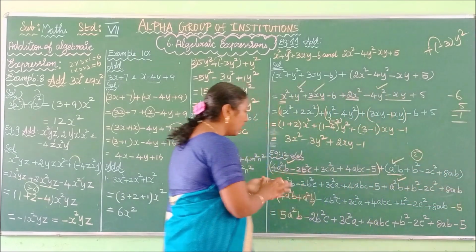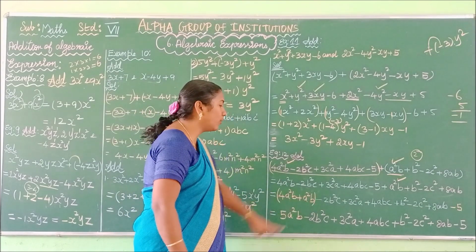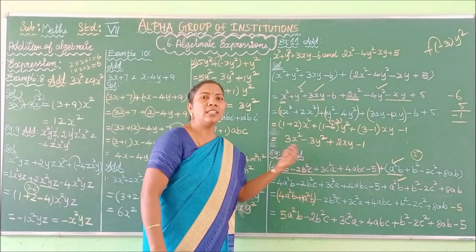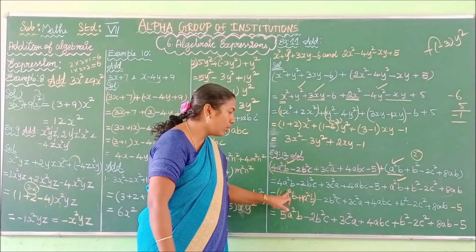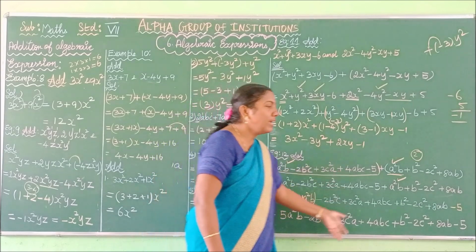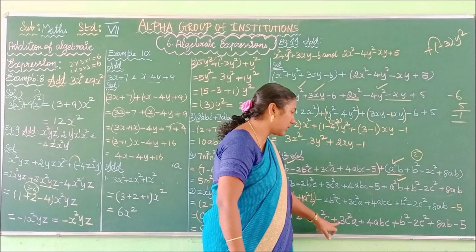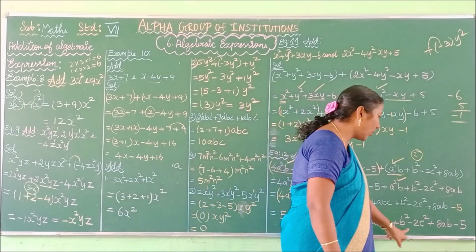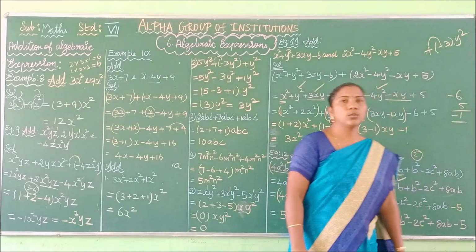Okay. Do you understand? Now we are going to add these two terms. What is the coefficient of a square b? 1. How can you add the like terms? By adding their numerical coefficients. So 4 plus 1, 5 a square b, and write the remaining terms as they are: minus 2b square c plus 3c square a plus 4abc plus b square minus 2c square plus 8ab minus 5.